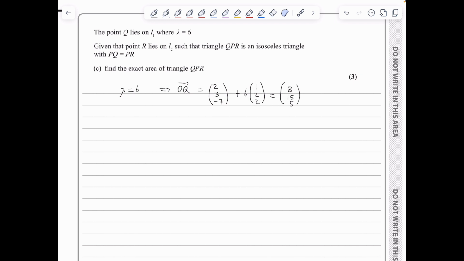So it makes sense to draw a quick sketch to see exactly what's happening. We've got the two lines L1 and L2.